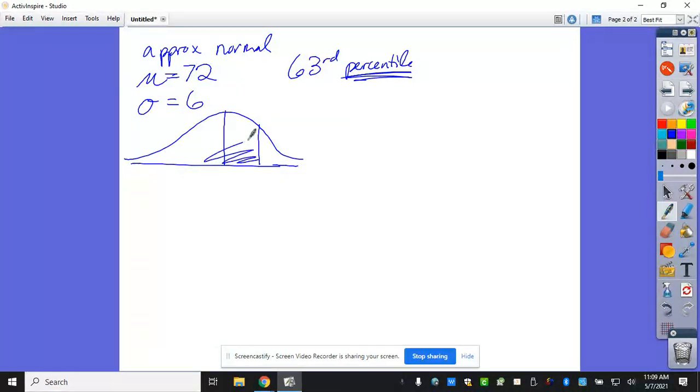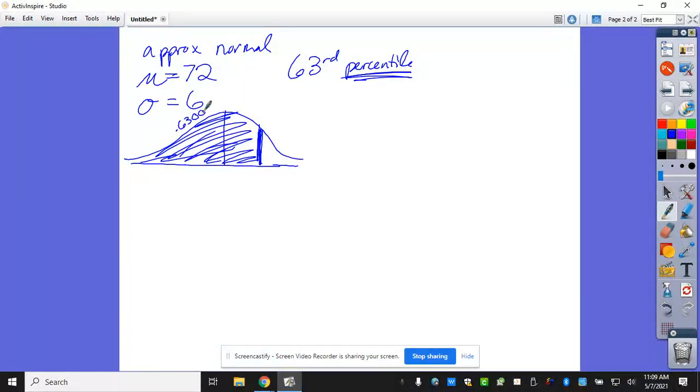And so 63, does this line itself mean 63? What is the 63 talking about in this little graph I just drew? It's not where this line is, but it's area, the area that I shaded. So this is what's 63.